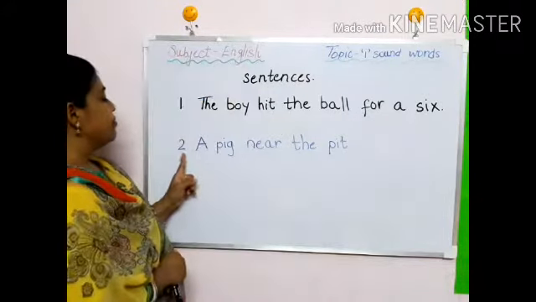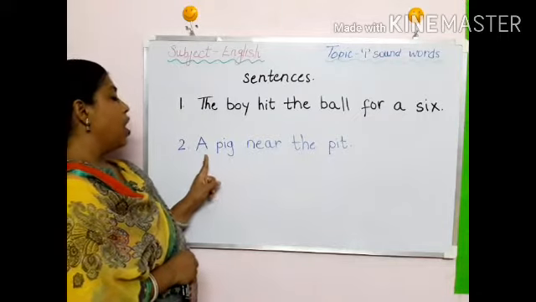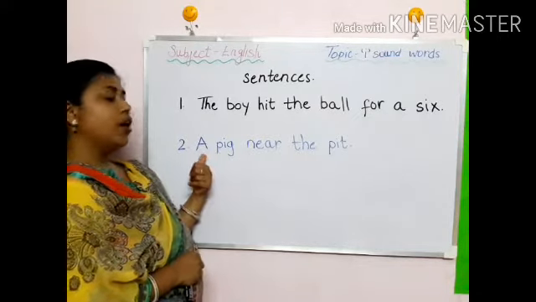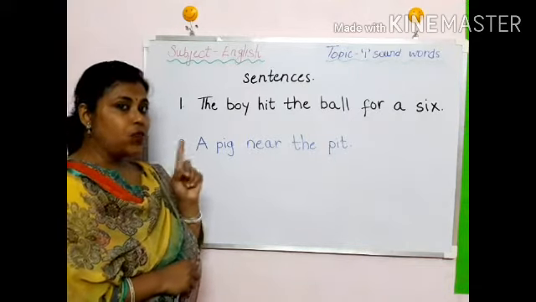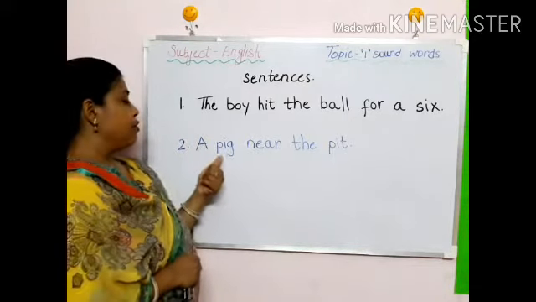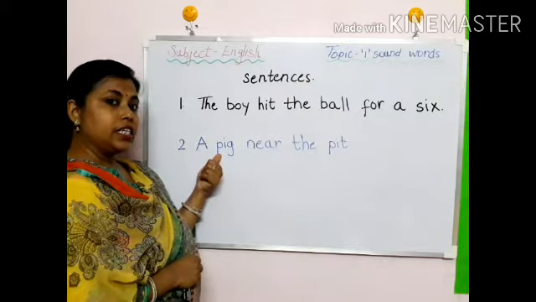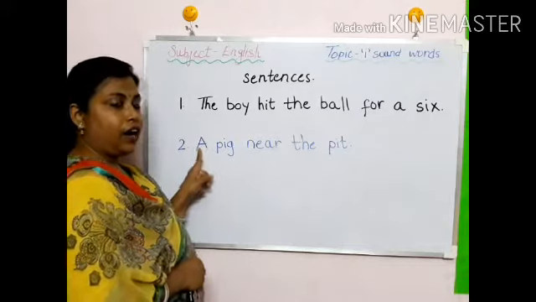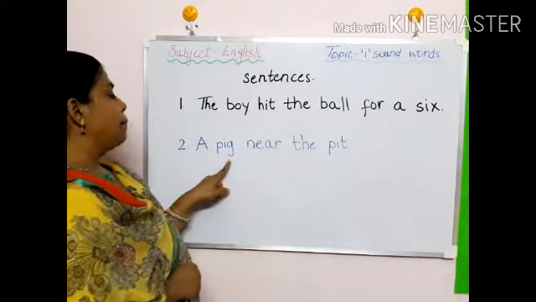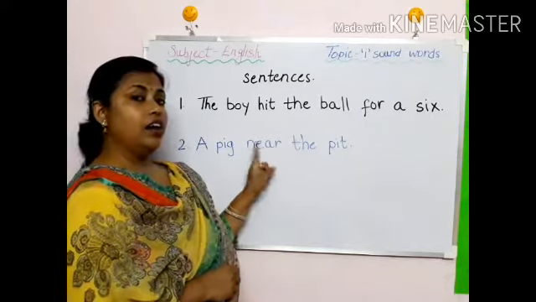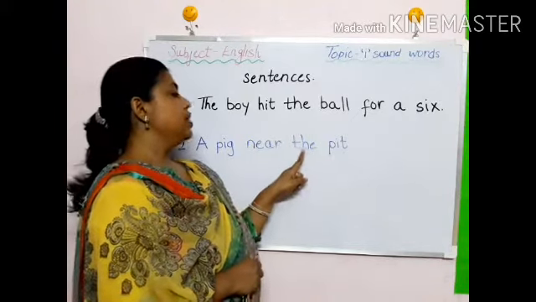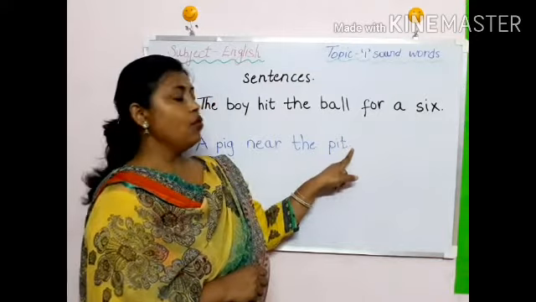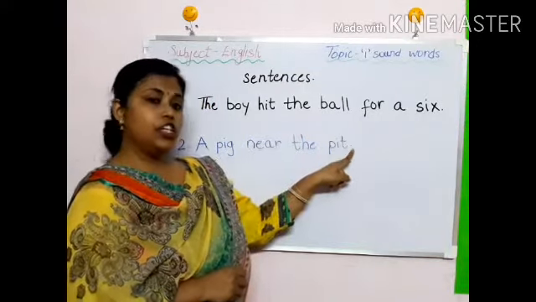Now next sentence, number 2. A pig. P-I-G, pig. We have written a, why? Can you tell me? You have done vowels and consonants. P is the first letter. Is it a vowel? No. It is a consonant. That's why we will write a. A pig. N-E-A-R, near. T-H-E, the. P-I-T, pit. Here also full stop. Sentence finished here.